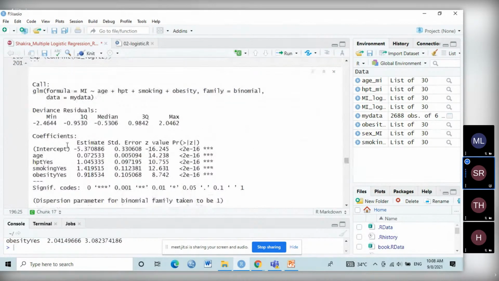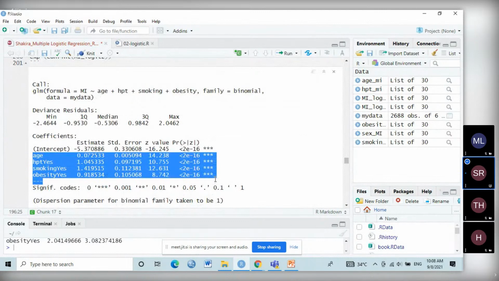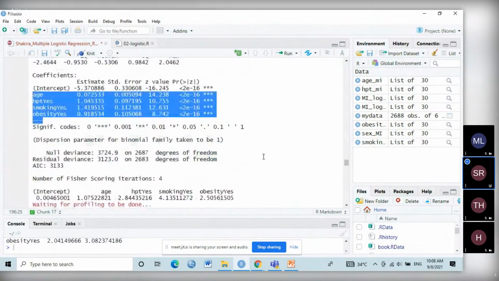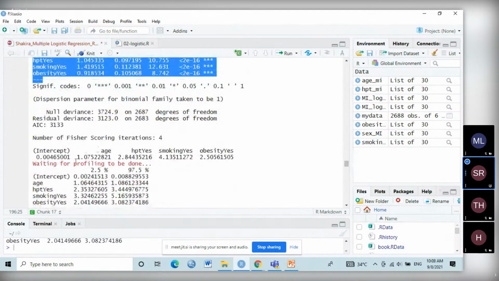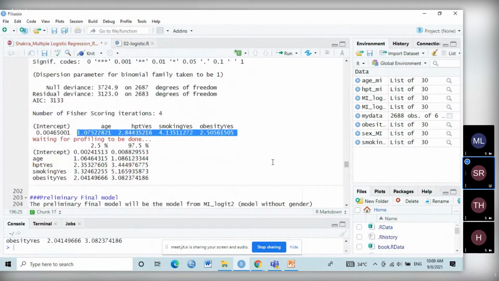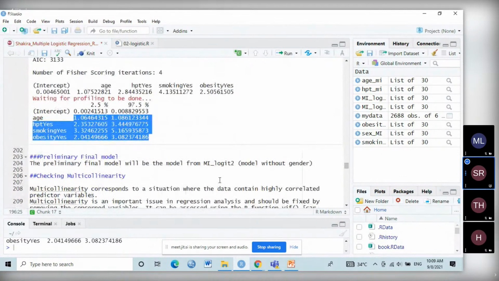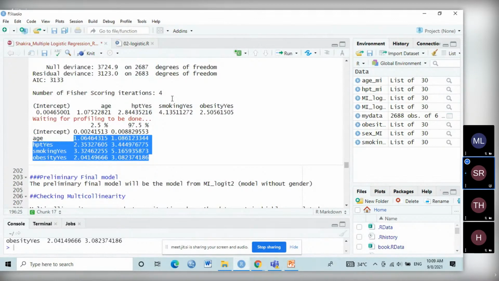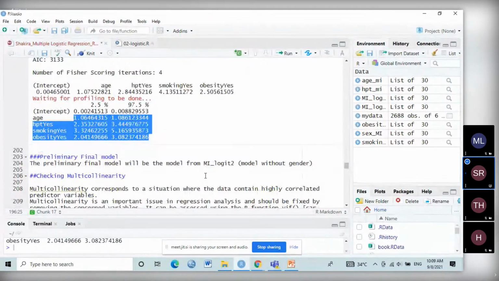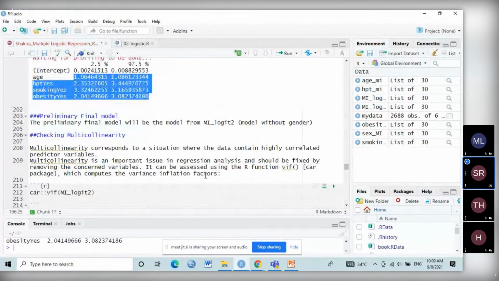Okay, run. Kita dapat semua factor kita adalah significant. Okay, and then ini adalah odds ratio, and dia punya 95% CI. Okay, let's say kita panggil, I decide to select this second model as a preliminary final model, model without gender. Okay, after we get the final model, kita kena check a few things. First, multicollinearity, and then interaction, and then model fitness.